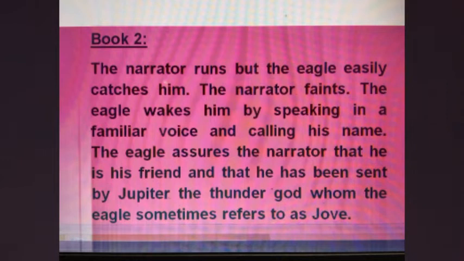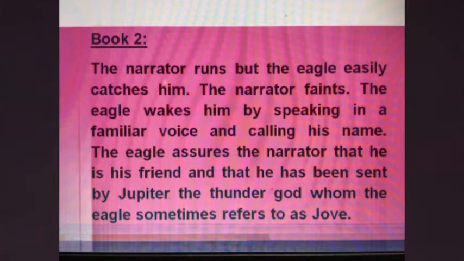The first book ends, and at the beginning of the second book, we can see the narrator runs, but the eagle easily catches him. The narrator tries to escape from the huge eagle, but the giant eagle catches him. So after the eagle is successful in catching him, the narrator faints. The eagle wakes him by speaking in a familiar voice and calling his name. So the eagle starts to talk to him and even calls his name, that is Geoffrey Chaucer.